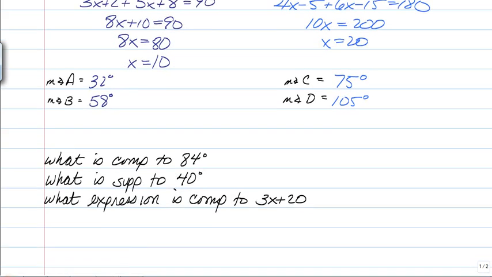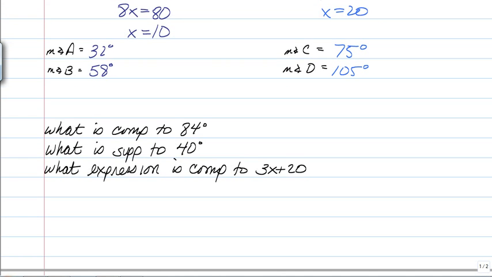Here's a couple other questions. These are some simple questions. What is complementary to 84? That's simple. All you have to do is say 6 degrees, because that's what adds up to 90 degrees. The next one, it just says what is supplementary to 40? And you would just say 140 and you would be done.